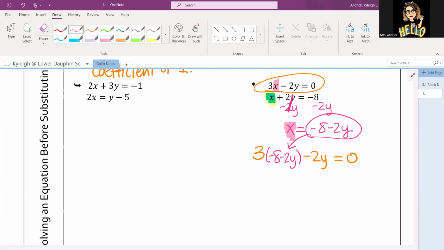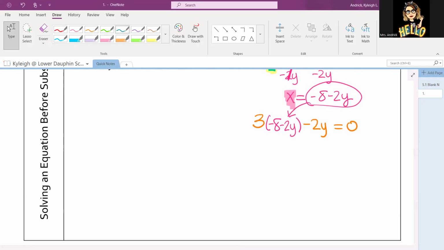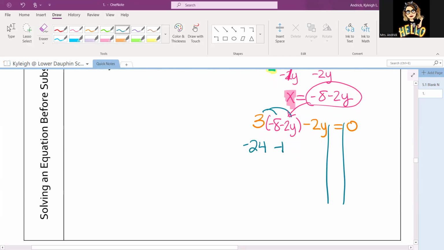And now I'm going to solve this equation. So please take a moment to pause the video and solve this on your own. Hopefully you know to distribute. When you distribute it, you should have gotten -24 minus 6y. And then we just rewrite the rest of the problem down below.